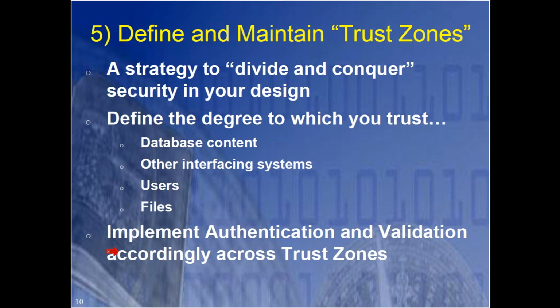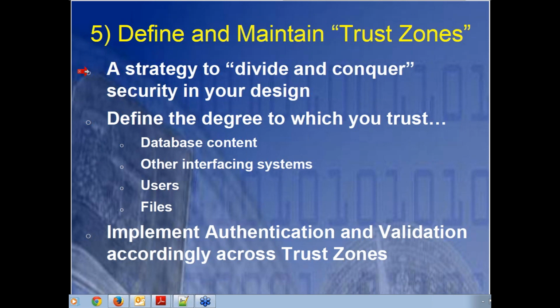Another critical item: defining and maintaining trust zones. By that we mean, first of all, defining what the trust zones are, but ultimately it's a strategy for dividing and conquering the security space. Understand the degree to which you trust database content. Typically we want to be able to trust what's in our database, meaning that we don't want to put anything in the database that hasn't been properly validated and that we can't work with. So you want to validate things on the way in and then put them in the database only when they're safely validated and sanitized. It might be the case that some other interfacing systems we trust, others we don't, and we have to validate and sanitize accordingly.